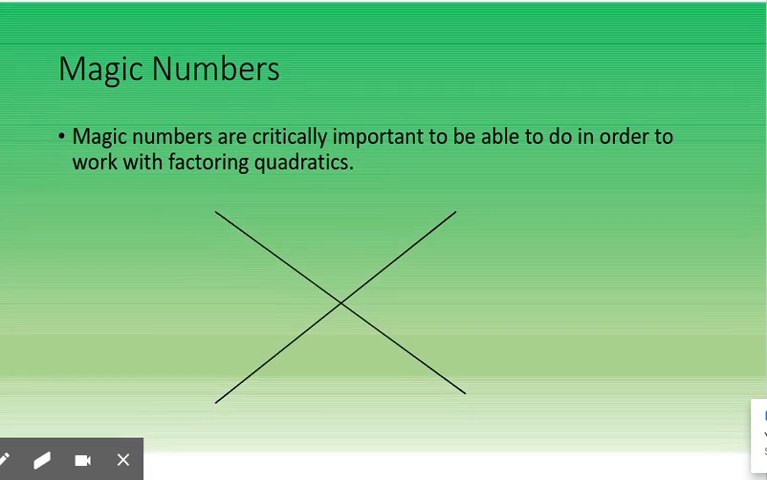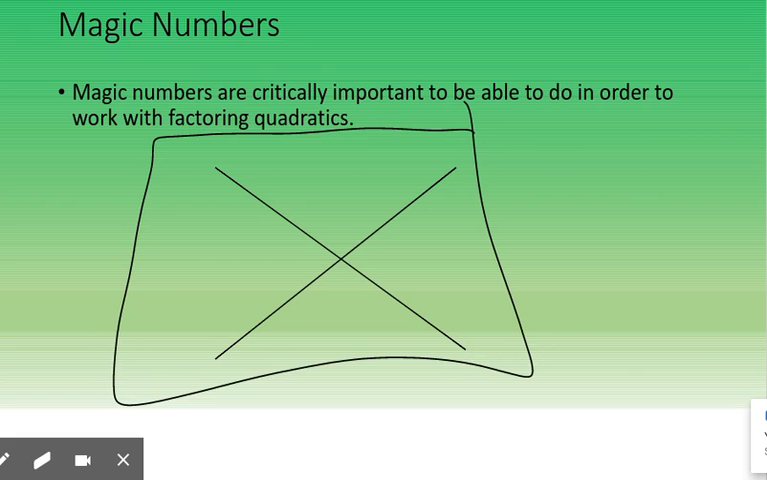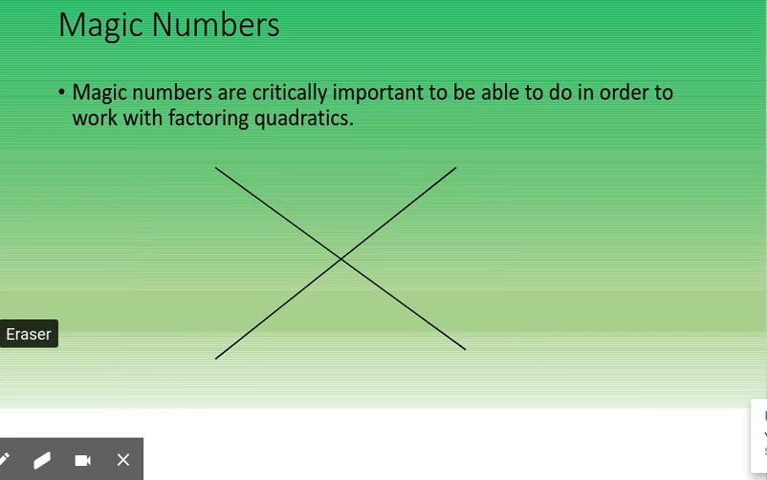All right, for our second half, we have magic numbers. Now, this magic number thing is going to be extremely important for us as we try to learn how to factor. This is typically one of the hard things that we end up doing, and it all boils down to being able to do this, our little magic X, okay?